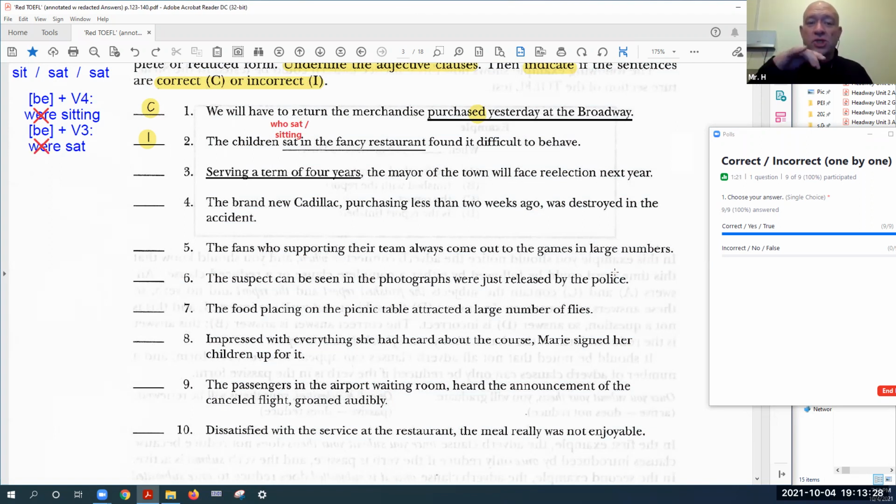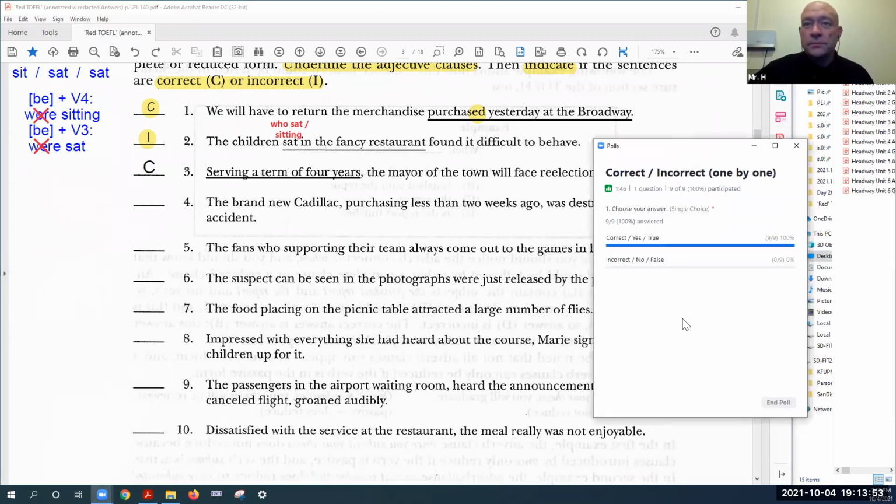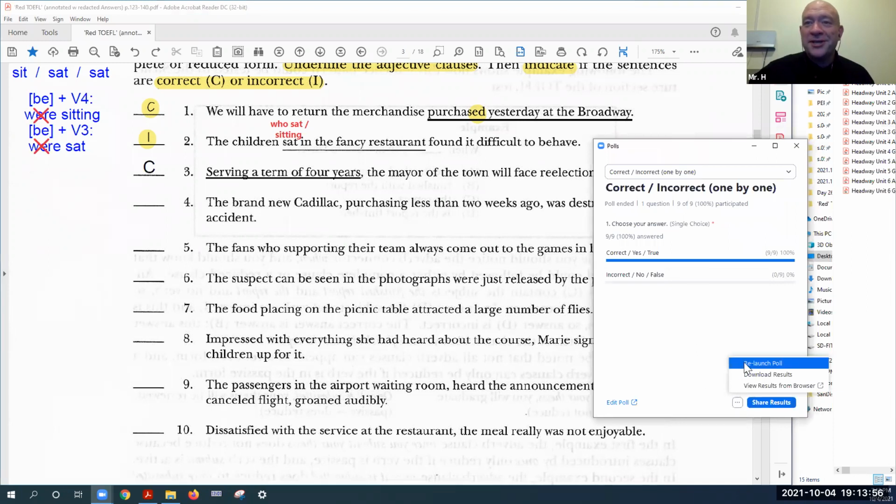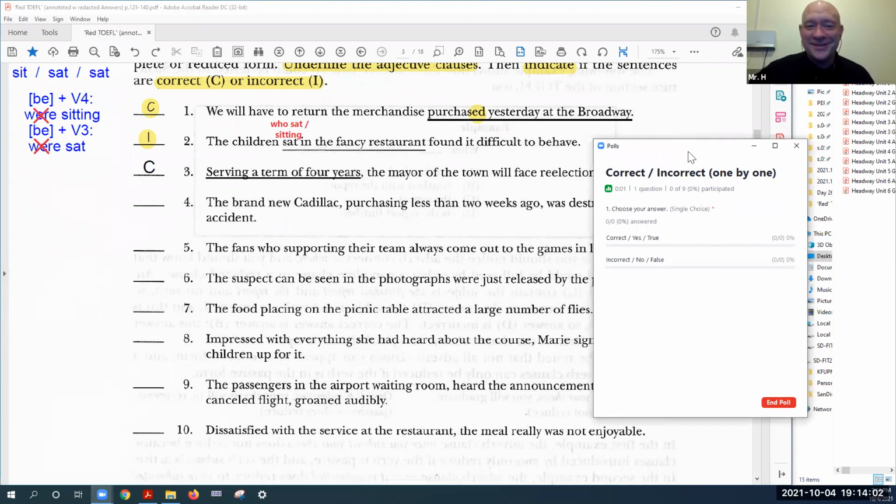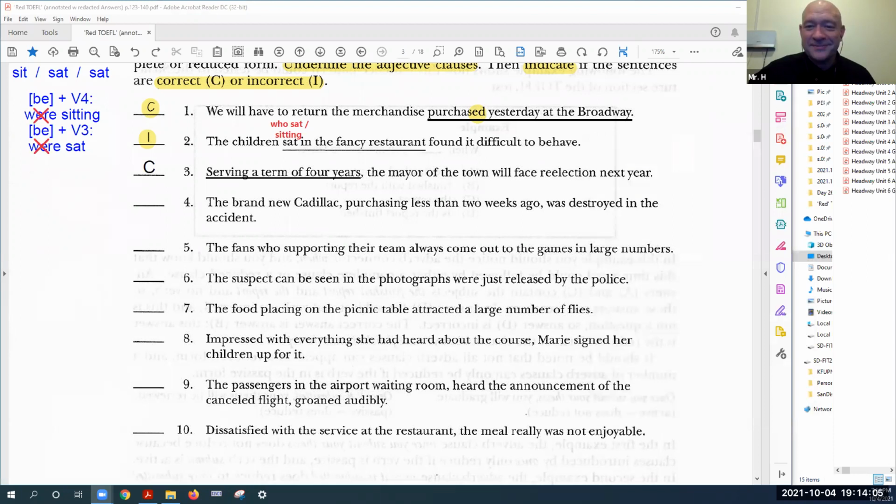It describes what? It describes the mayor, right? The mayor of a town is the leader of a town, okay? He's the head man of a town, okay? So serving a term of 4 years means that that's his position for 4 years, okay? Good, well done. So yeah, guys, this sentence is correct. Let's try number 4. Are you ready? I'm going to relaunch. This time I'm not going to show you because some of you might be too shy to give your own answer. Do it as quickly as you can.